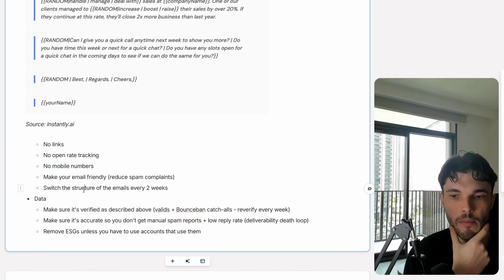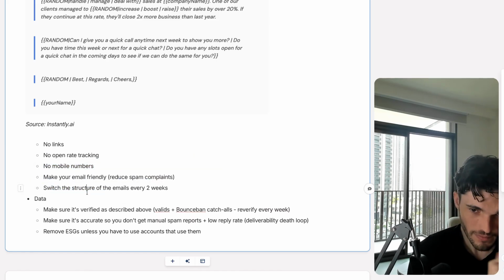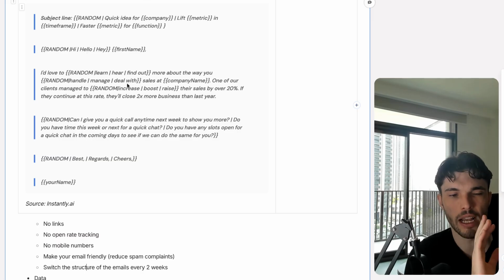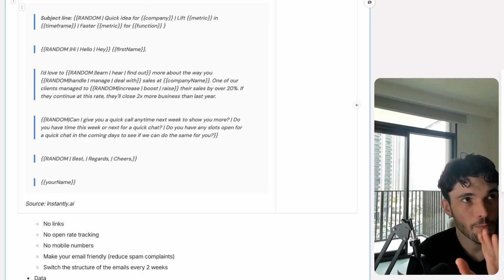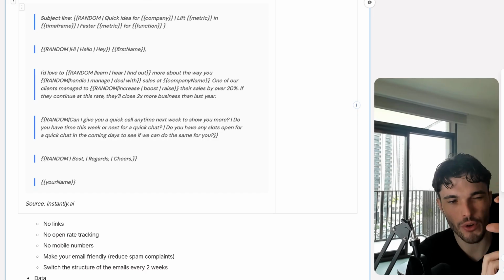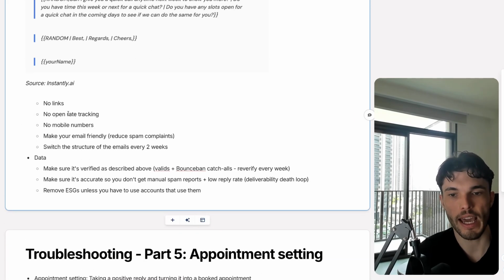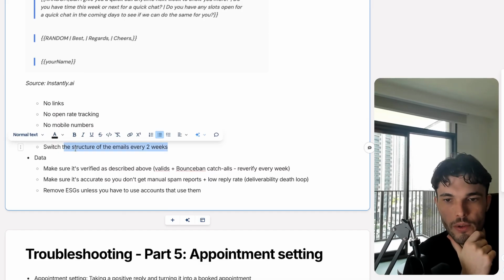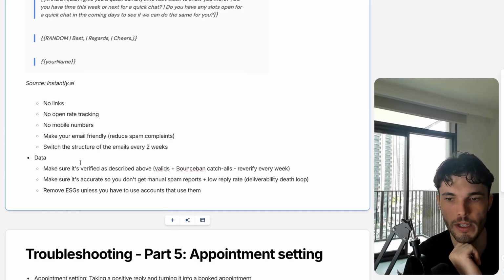And then switch the structure of the emails every 2 weeks. Even though you're using spin tags, you still want to mix up the different parts of the email, because Microsoft and Google can still see if it's the same general structure going on. The emails might all be different in their words, but it's still the exact same structure. So just tell Claude, hey, rewrite my copy, but put it in a different structure so it looks fundamentally different, right? Doing that every 2 weeks is also going to help you quite a bit.